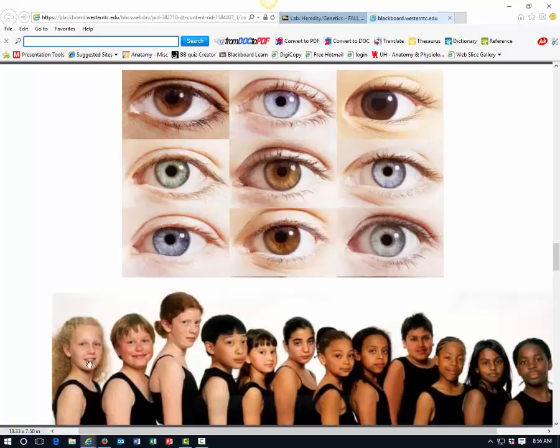Phenotype, on the other hand, is the way someone looks based on the appearance, or based on the genetics that they inherit, on the alleles they inherit. So sometimes we can determine someone's genotype by looking at their phenotype, but that's not always the case, and we'll talk about that later when we look at our genetics problems.